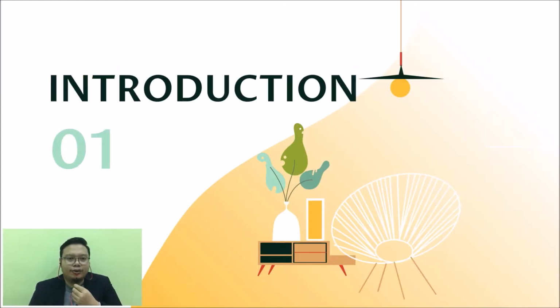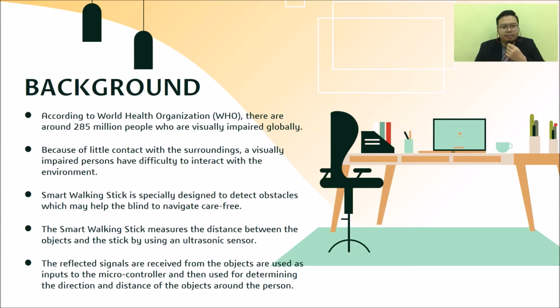Alright, first of all, we will take a look at the introduction for our project. Based on the World Health Organization, WHO, there are around 285 million people who are visually impaired around the world. Because of little contact with the surroundings, a visually impaired person has difficulty interacting with the environment. The smart walking stick is specially designed to detect obstacles, which may help the visually impaired person to navigate their way.